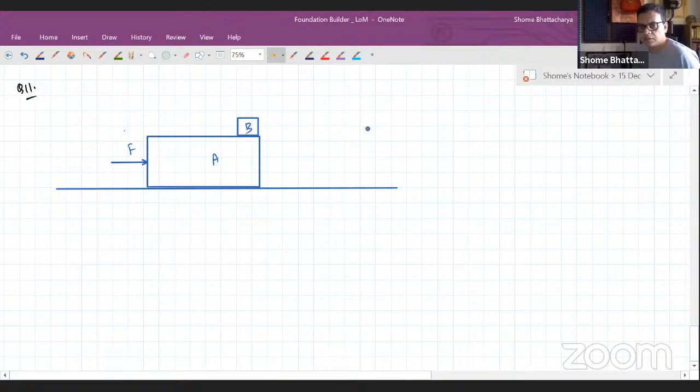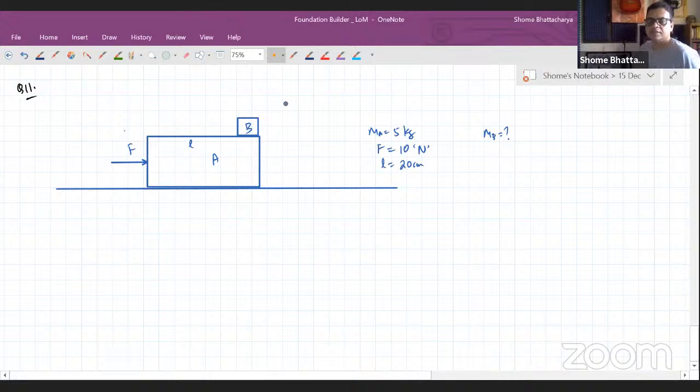So mass of A is given to me as 5 kg, and this force I'm applying is given to me as 10 newtons. And this length L is given to me as 20 centimeters. Mass of B, by the way, is not given. But you have to find the time before B separates from A.